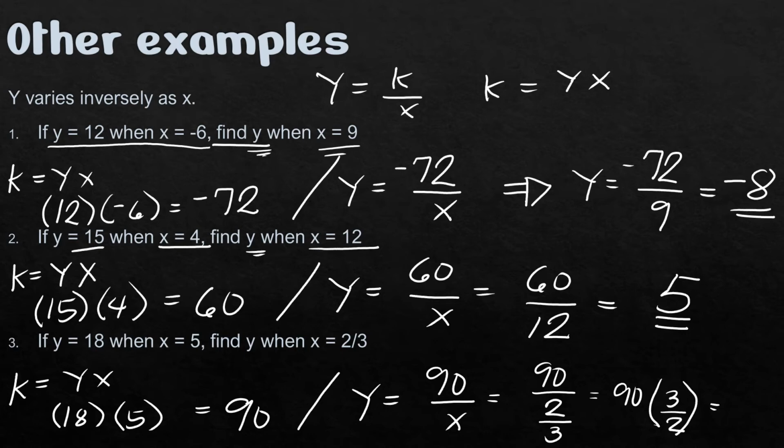270 divided by 2 is 135. So, again, itong mga example na to ay pang-inversely. Yung kanina naman po ay pang-direct variation. Again, two different examples. Kindly look at the difference between the two. Kailan natin gagamitin yung direct at ito pong inverse variation.